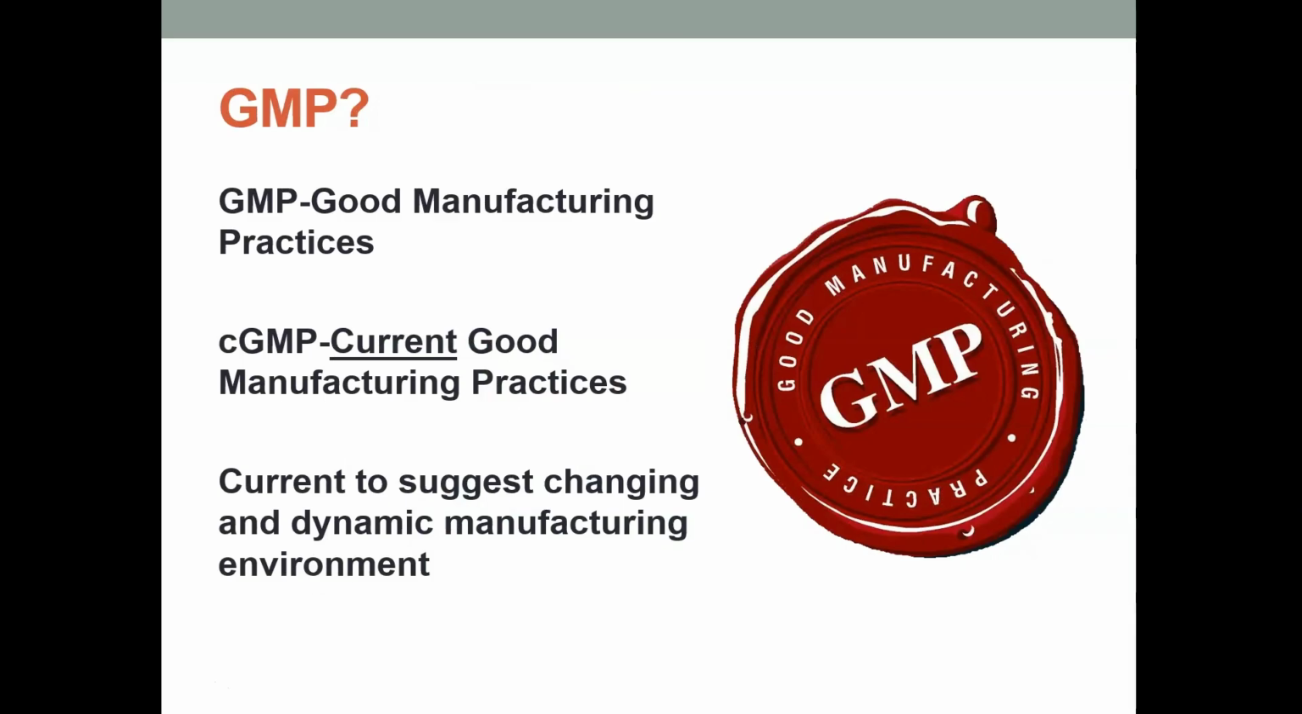The C in GMP is really important because that lets us know that we're talking about current good manufacturing practices. As far as the regulators are concerned, if most of an industry is doing a particular task or process in a certain way, then their expectation is that all of the industry would conform to that standard. And the current is giving you the idea that it's dynamic and it's always changing in the environment.